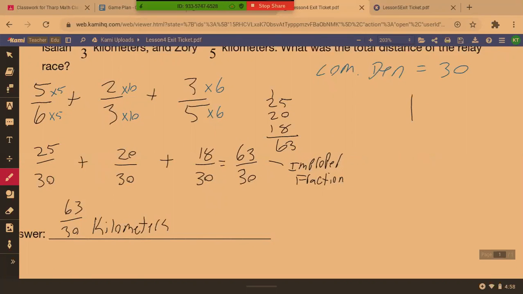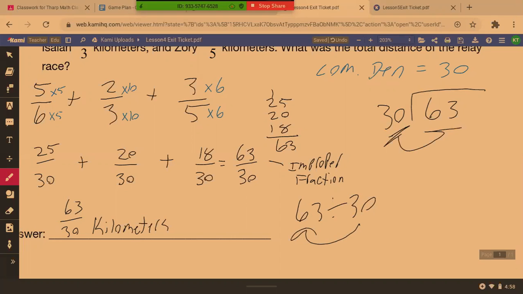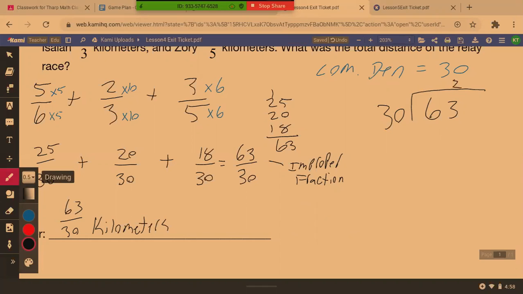So to make that a mixed number, I'm going to do some division. 63 divided by 30. How many times does 30 go into 63? Well, 1 would be 30, 2 would be 60. Okay, so let's do 2. That'd be 60. 2 times 30 equals 60. I subtract, and the remainder is 3. So I have 2 and 3 over 30.